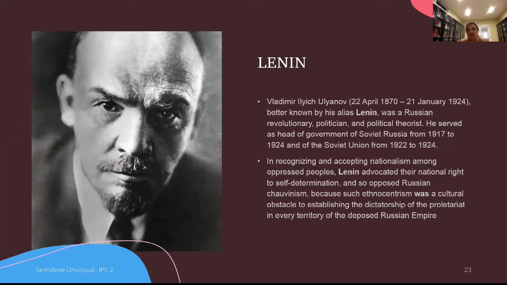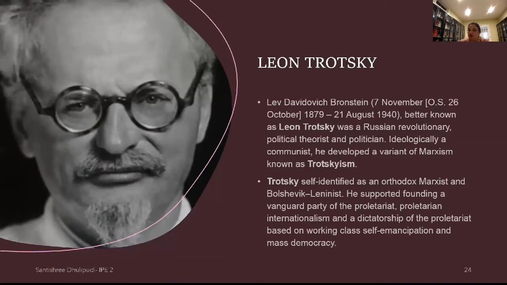Next, Vladimir Ilyich Ulyanov, from 1870 to 1924, better known by his alias Lenin, was a Russian revolutionary, politician and political theorist. He served as head of government of Soviet Russia from 1917 to 1924 and of the Soviet Union from 1922 to 1924. In recognizing and accepting nationalism among oppressed peoples, Lenin advocated their natural right to self-determination, and so opposed Russian chauvinism because such ethnocentrism was a cultural obstacle to establishing the dictatorship of the proletariat in every territory of the deposed Russian Empire. Leon Trotsky.